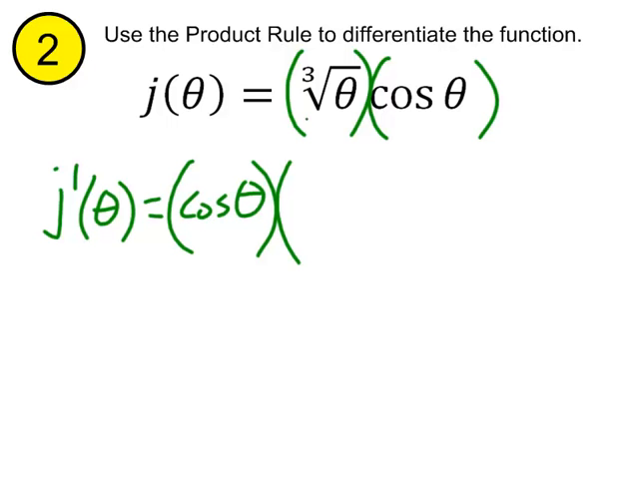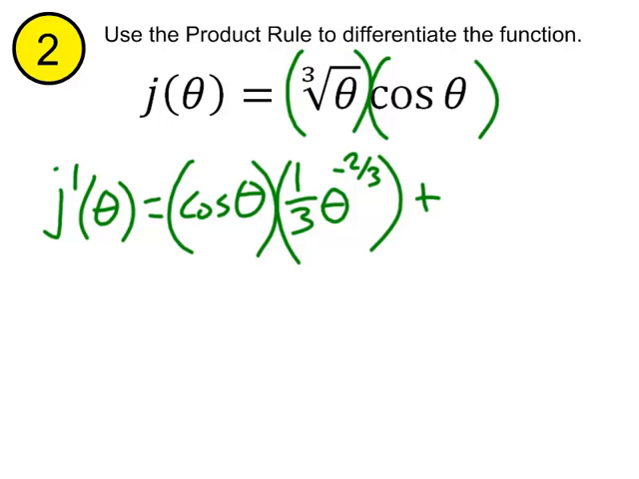And again, I'm going to think of this in my head as theta to the 1/3 power. And I'll just apply the power rule and get 1/3 times theta. And then remember how we take that 1/3 up top and we subtract a 1? So that's like 1/3 minus 3/3. That's why I'm going to write negative 2/3 up here.